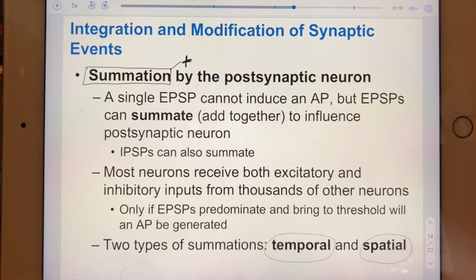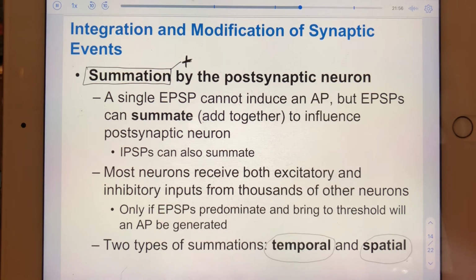So, for instance, let's say that we've got a weak graded potential that is not strong enough to allow an action potential to reach threshold. Okay? Well, what if we have multiple weak excitatory graded potentials occurring at the same time or in the same general area? Yeah, they will add together, if you will, and are much more likely, therefore, to bring about an action potential past threshold. Okay?